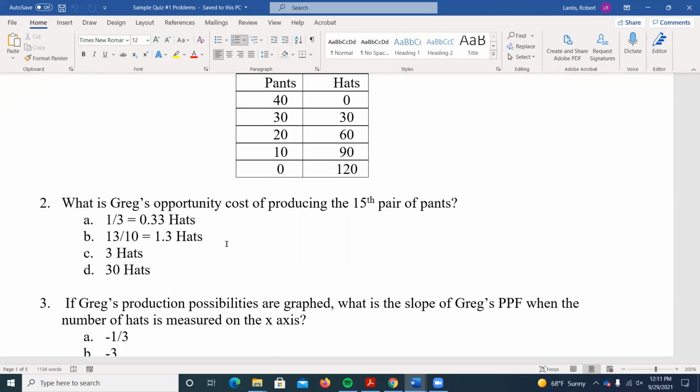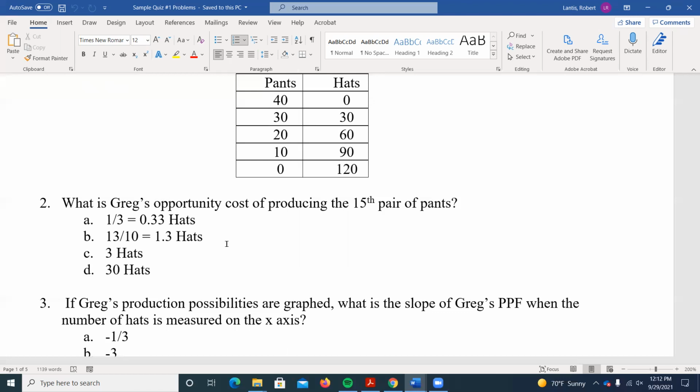Starting out, I'll give you a hint. I can graph or create a visual for the different combinations of hats and pants, whatever these two goods are that the individual is producing. Remember, whatever good I put on the x-axis, the slope tells me the cost of that good. If they ask for the opportunity cost of producing pants, then it makes sense to put pants on the x-axis. That way, when I calculate the slope, it'll tell me the cost of producing whatever good I put on the x-axis.